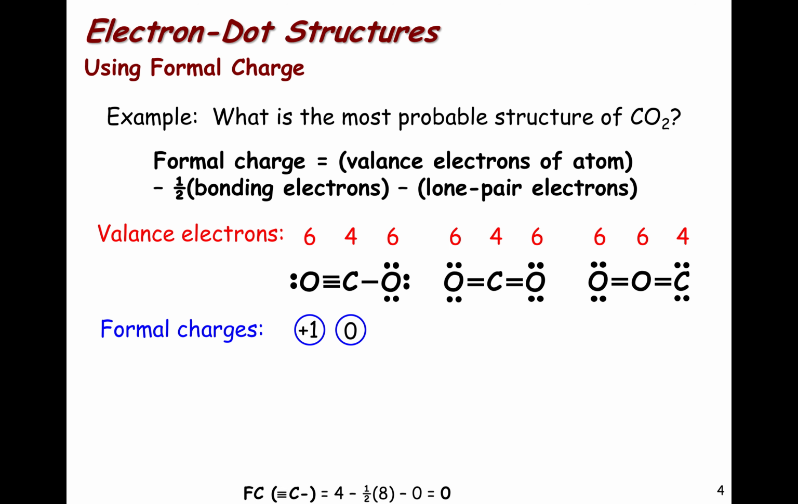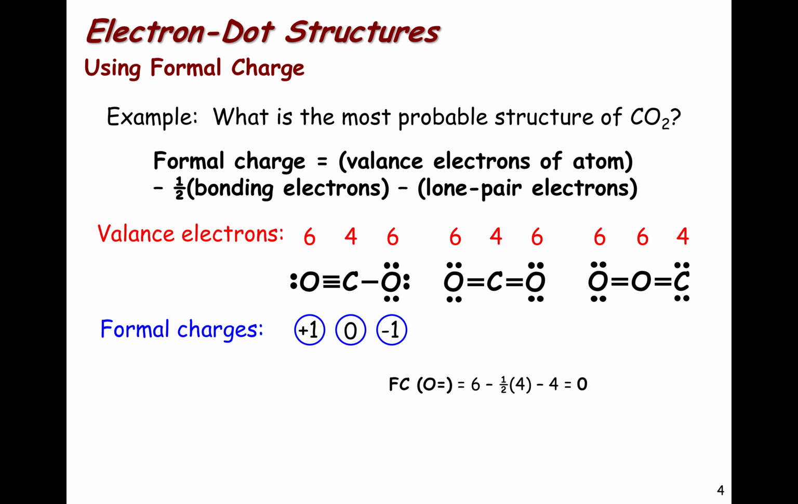In the case of the final remaining oxygen atom on the right-hand side of that structure, there are 6 valence electrons. There's a single bond with 2 electrons. Half of 2 is 1. And there are 3 lone pairs, or a total of 6 electrons in lone pairs. This gives a formal charge of -1.